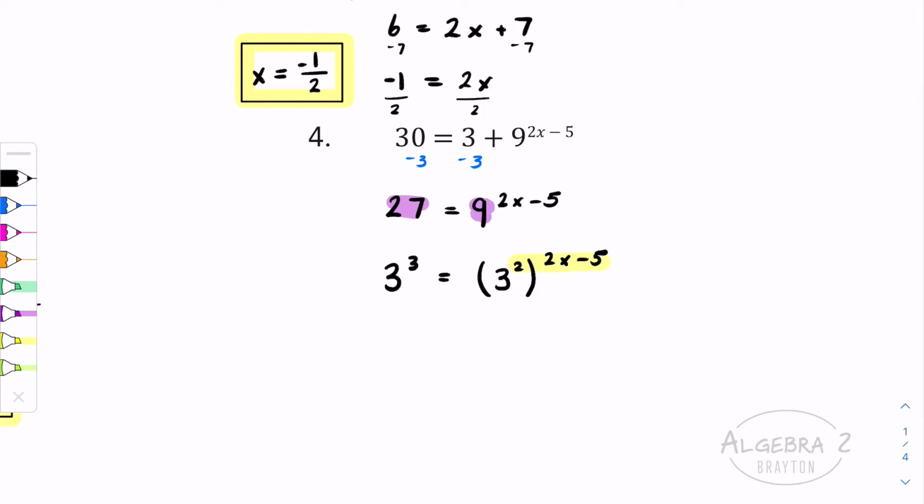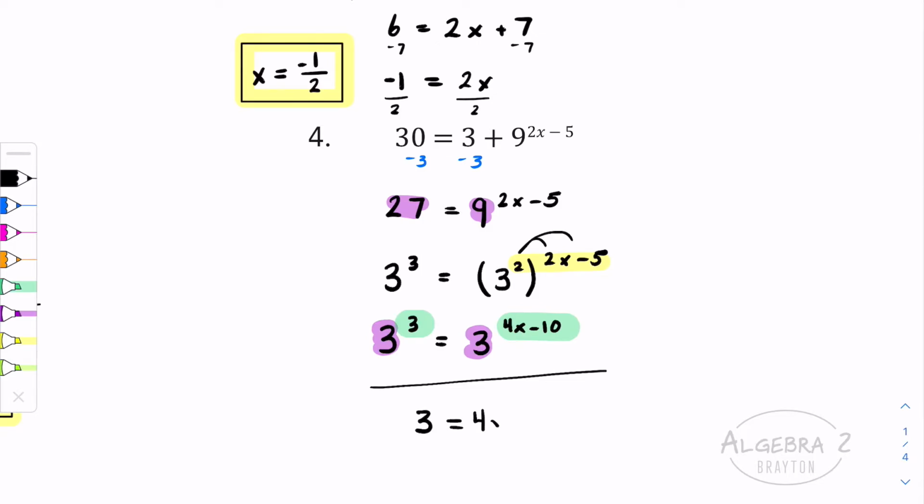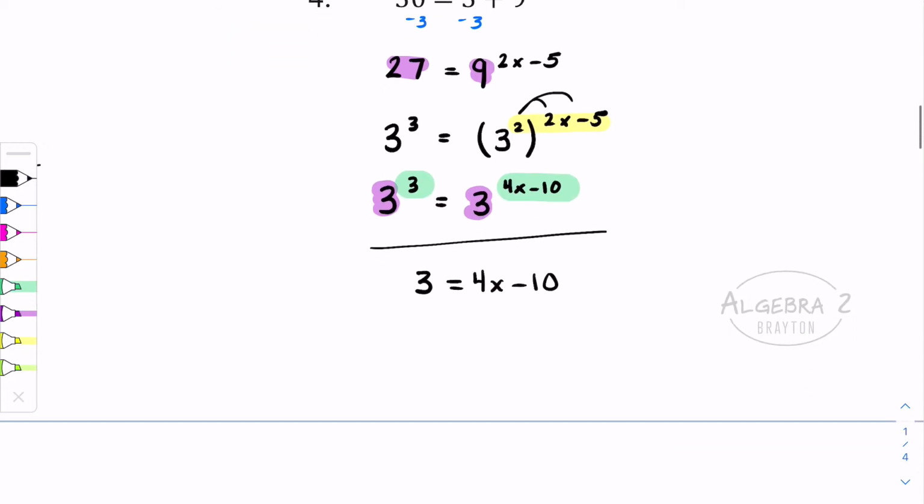Eliminate your double exponents by multiplying them together. We have 3, when we distribute this, raised to the power of 4x minus 10. Same base, set those exponents equal. 3 is equal to 4x minus 10. Add 10 to both sides. 13 is equal to 4x. Divide both sides by 4. X is equal to 13 over 4.